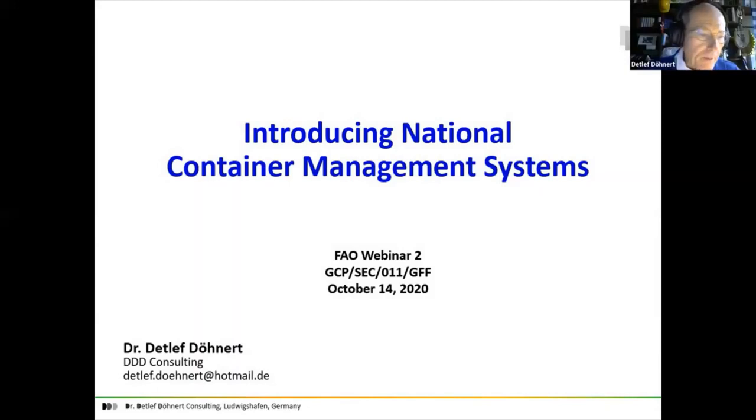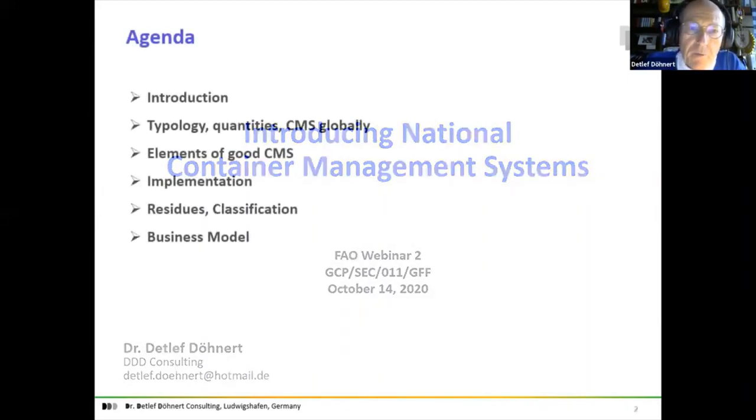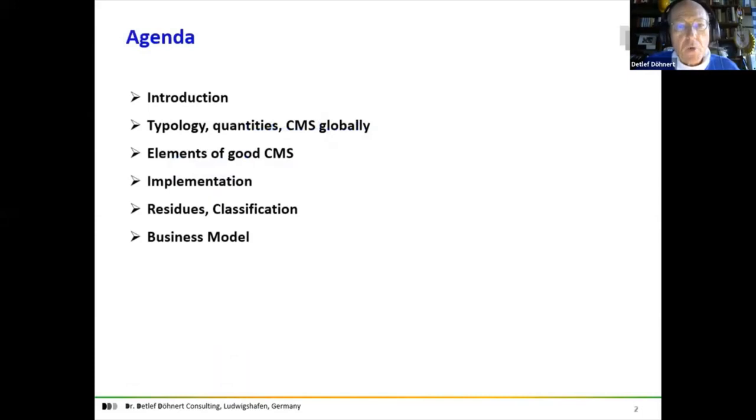So in my presentation, I would like to go a little bit more into details, and I already appreciate your patience with me. In the following, I would like to cover briefly the typology and quantities and container management globally. I would go a little bit more into detail on the issues Andrew addressed: elements of good container management implementation, residues classification. I had seen there were some questions, and I also would like to have a short remark on the business model.